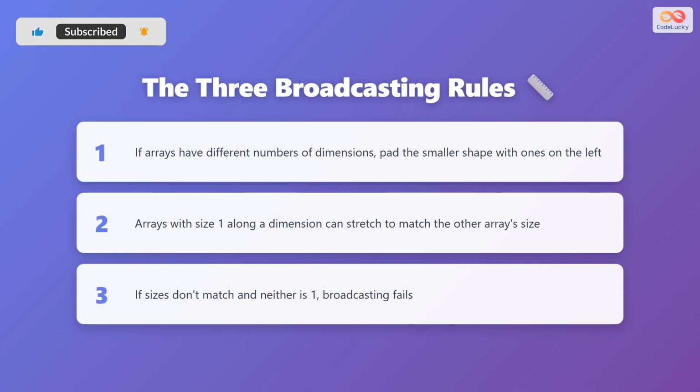NumPy uses 3 rules to determine whether broadcasting is possible. Rule 1. If arrays have different numbers of dimensions, pad the smaller shape with ones on the left side. Rule 2. Arrays with size 1 along any dimension can stretch to match the other array's size in that dimension. Rule 3. If the sizes don't match in a particular dimension and neither size is 1, broadcasting fails and NumPy raises an error.